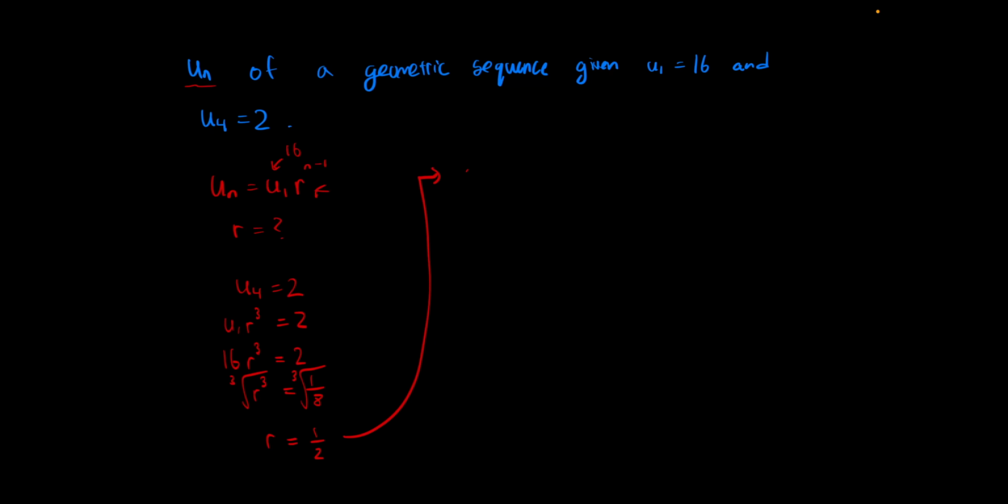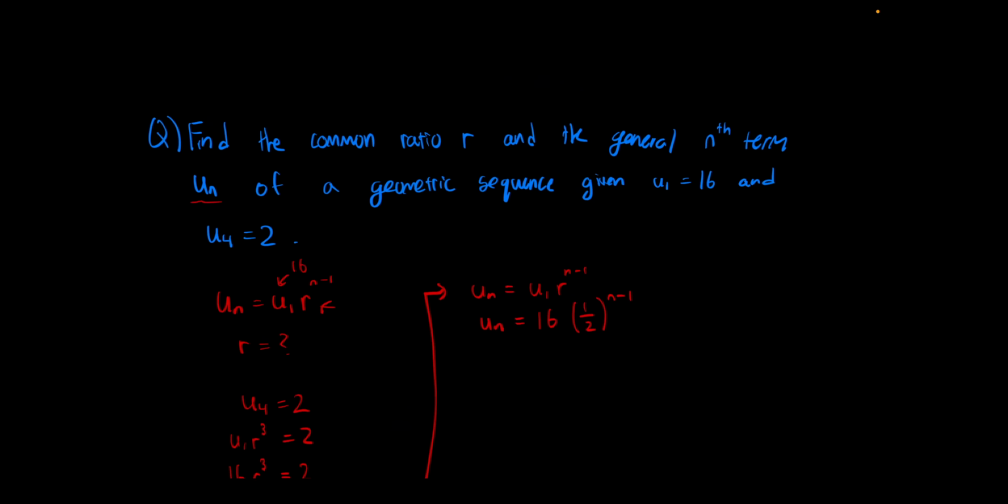So we can say u of n equals, of course, u of 1 times r to the n minus 1. And if we substitute u of 1 as 16, and r as 1 over 2, we get this general nth term formula: u of n equals 16 times 1 over 2 to the n minus 1.